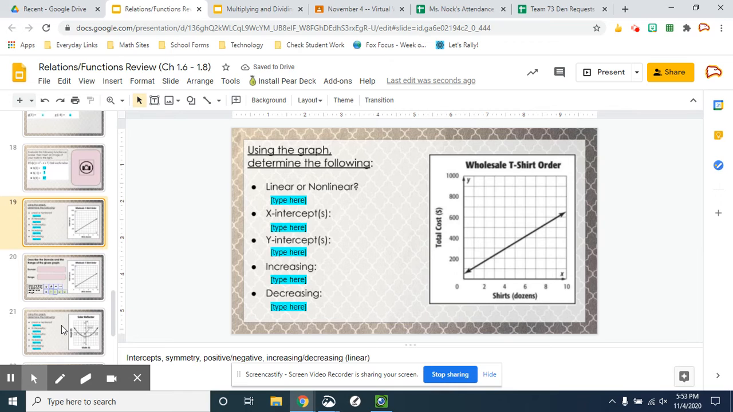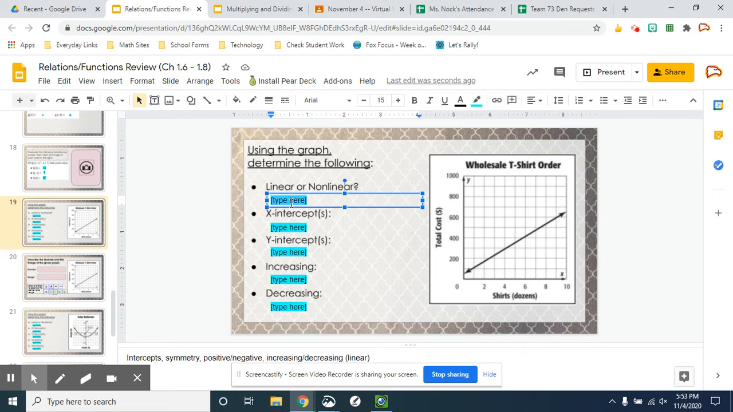All right, so now we're going to look at different qualities of these graphs. So this graph right here, it is a straight line. There's no change in how steep it is. That would make it linear.